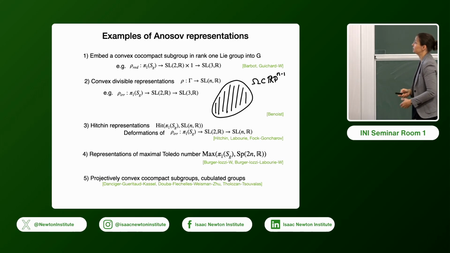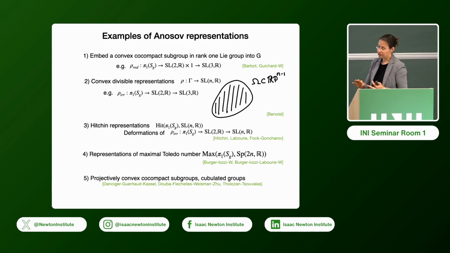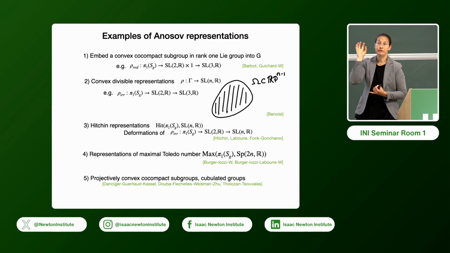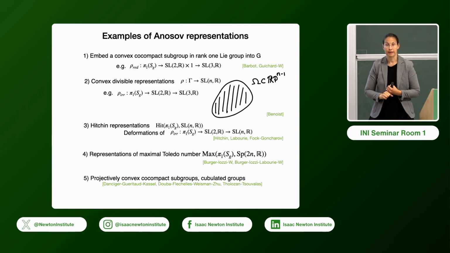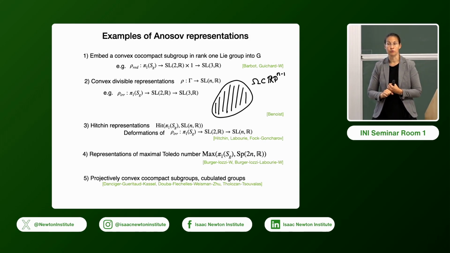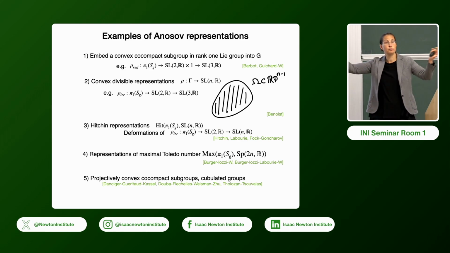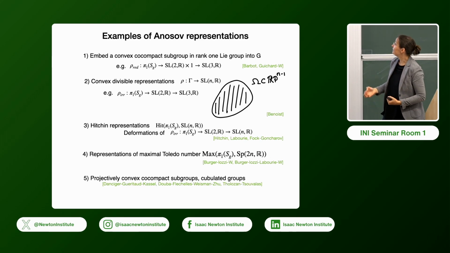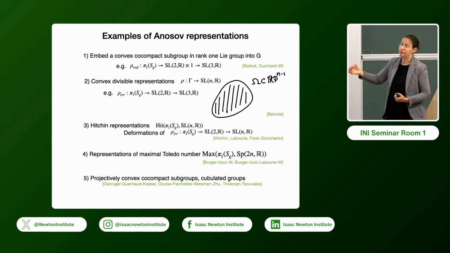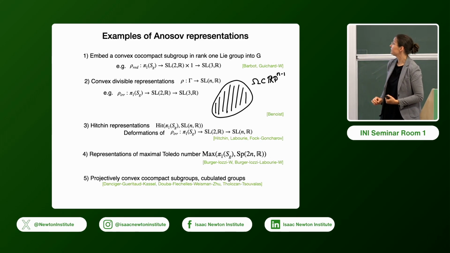And here are some examples. The first simple case you can do is you take your favorite example of a convex co-compact representation of your group in a rank 1 Lie group. Now you take a rank 1 Lie group, you embed it in some big SL_N, so pick some big linear representation. The composition will be Anosov, and any small deformation of it will also be Anosov.